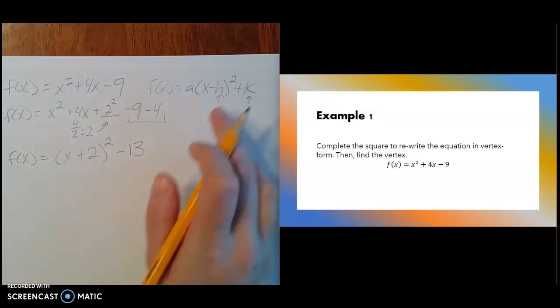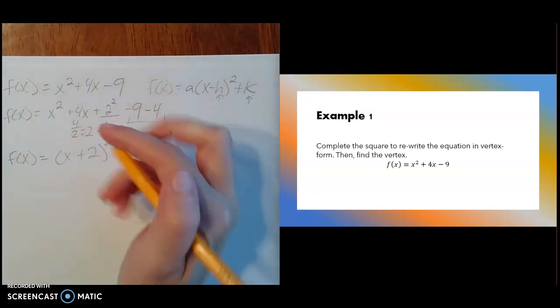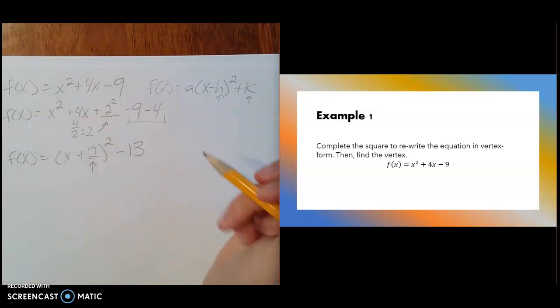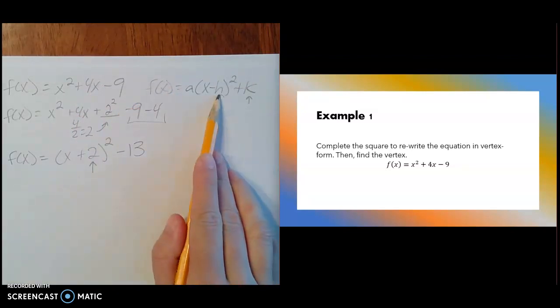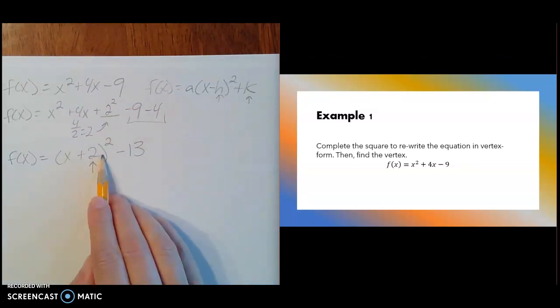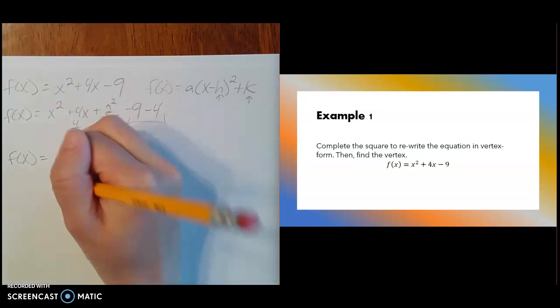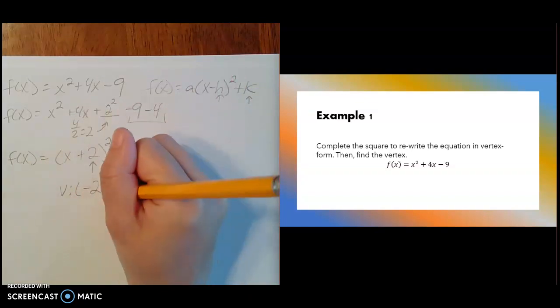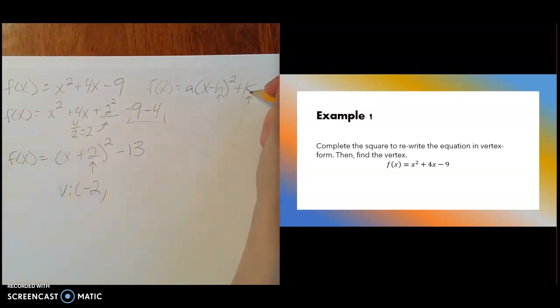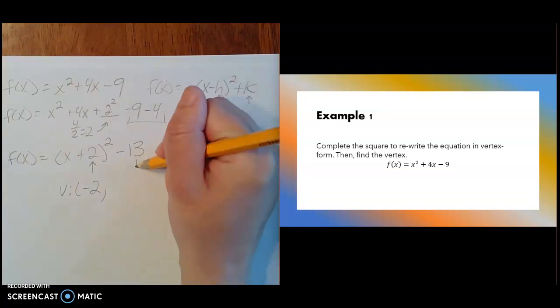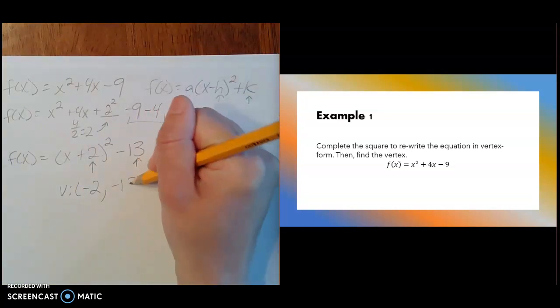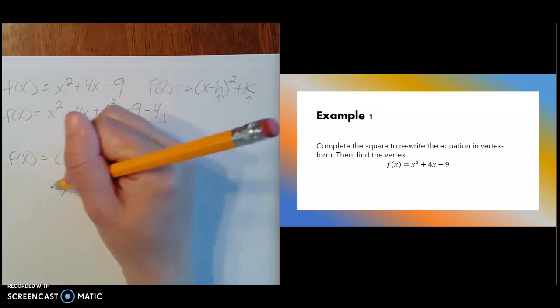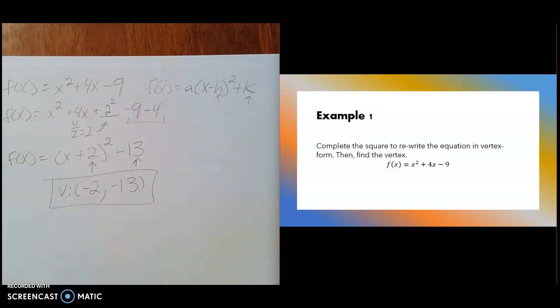So now we're in that vertex form, which means I can find my vertex, my x-coordinate. You notice that this is a minus h, not a plus h. So plus 2 is the same thing as minus negative 2. So the x-coordinate for my vertex is actually negative 2, not positive 2. My y-coordinate, the k value, is exactly what it is over here. So it's a negative 13. My y value is a negative 13. And now we have the vertex, okay? And so that's how you can find it, by completing the square.